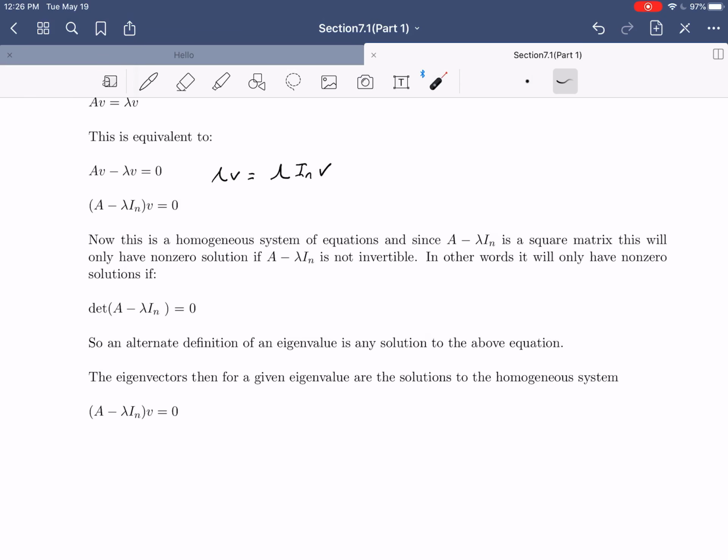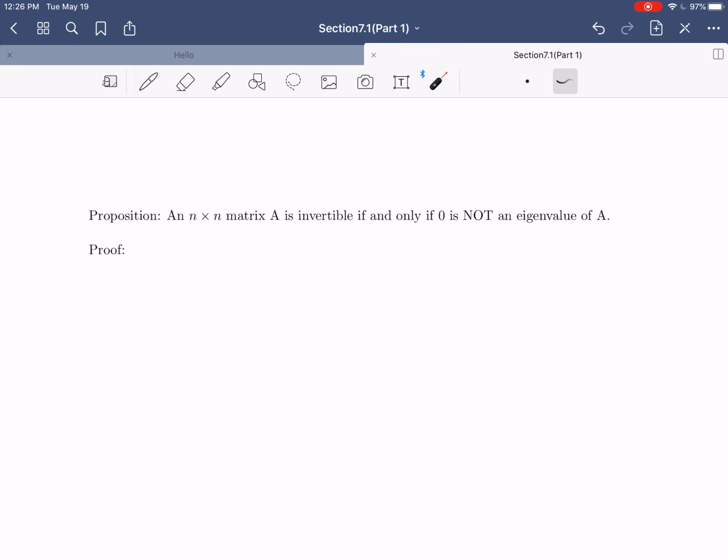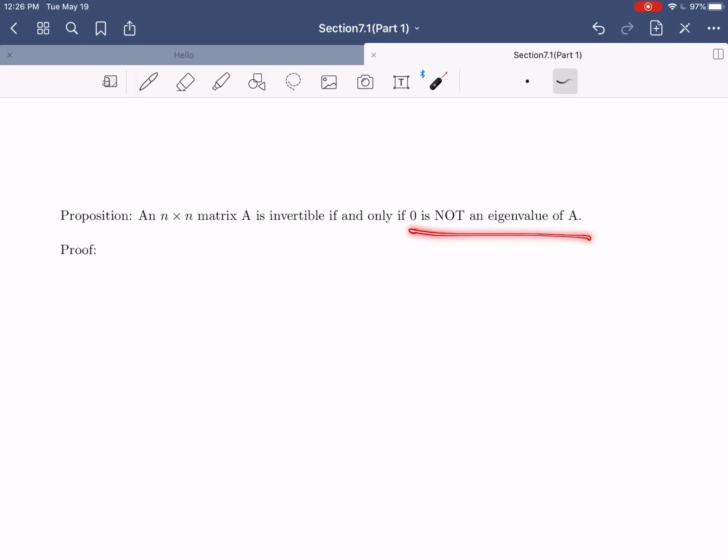But before we do that, we want to do just a couple more propositions and another definition. So, proposition, just as a quick thing about eigenvalues: an n by n matrix A is invertible if and only if 0 is not an eigenvalue of A. So we know a lot about a matrix being invertible. We know that it corresponds to the determinant being non-zero, and so on. Now we're getting another way to think about invertibility. Invertibility is the same as not having 0 as an eigenvalue. So let's go ahead and prove this.